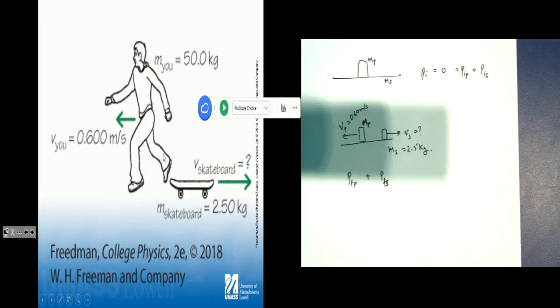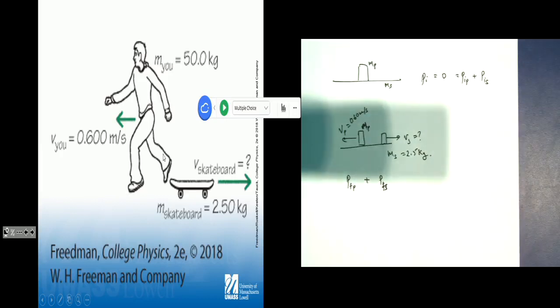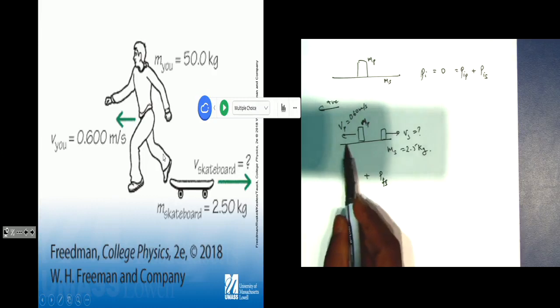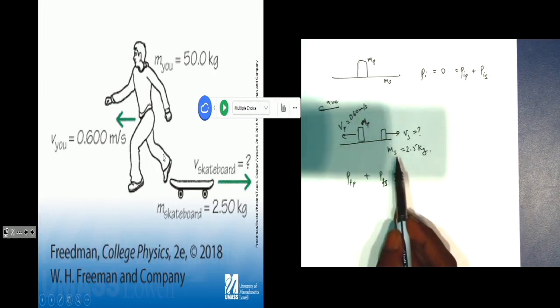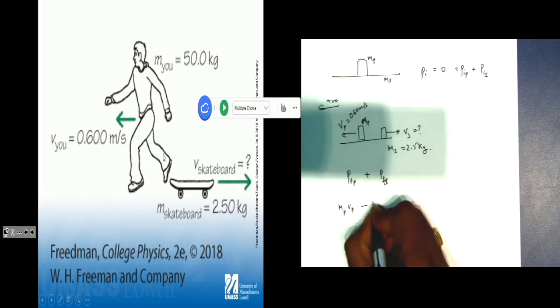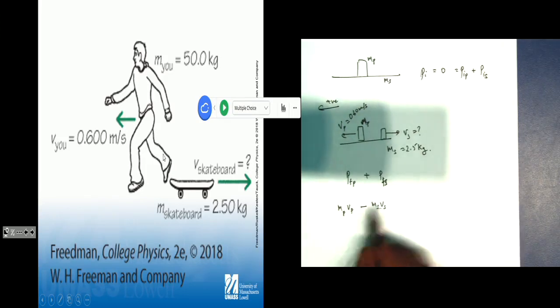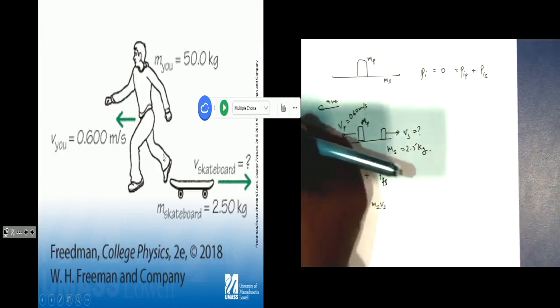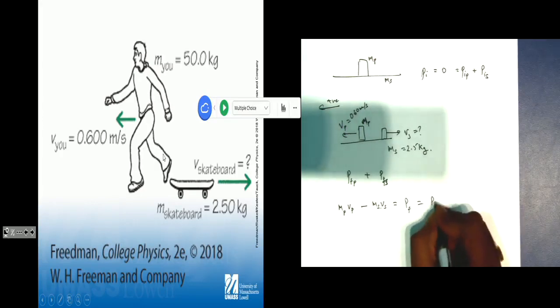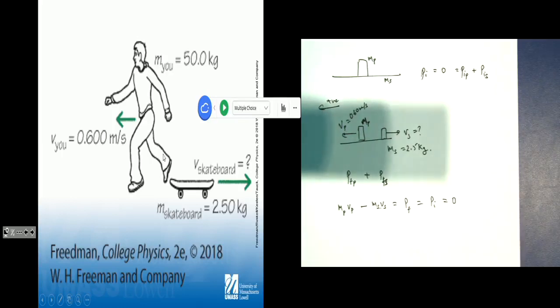Okay. Now remember, momentum is a vector. So that means I need a direction as positive and the opposite of that direction is negative. Let's just say I pick that way positive. That means V_P is positive, and V_S is negative. Everyone with me so far? So now we can write P final is mass of the person times speed of the person in that direction minus M_S V_S. That minus sign is because V_S is opposite V_P. And that must equal the final momentum of the system, which must equal the initial momentum of the system, therefore zero.